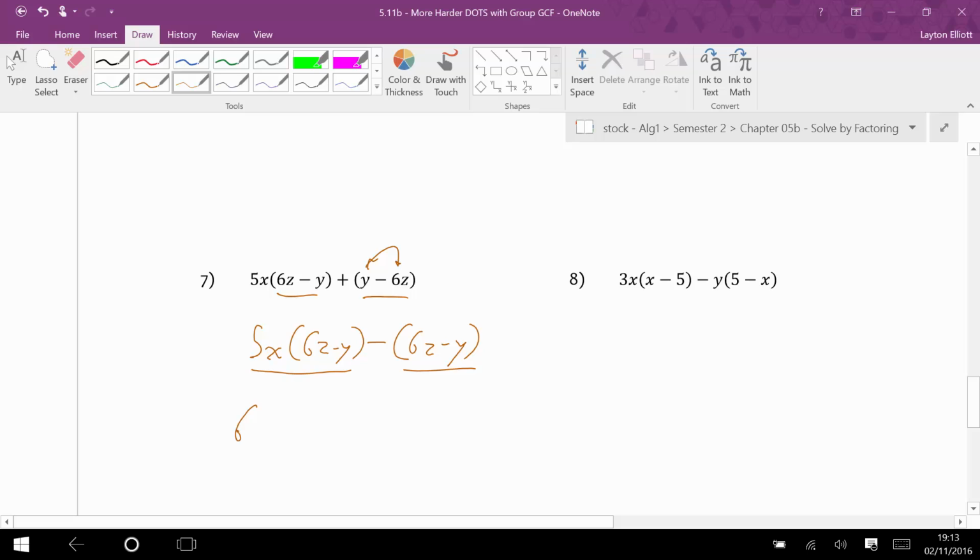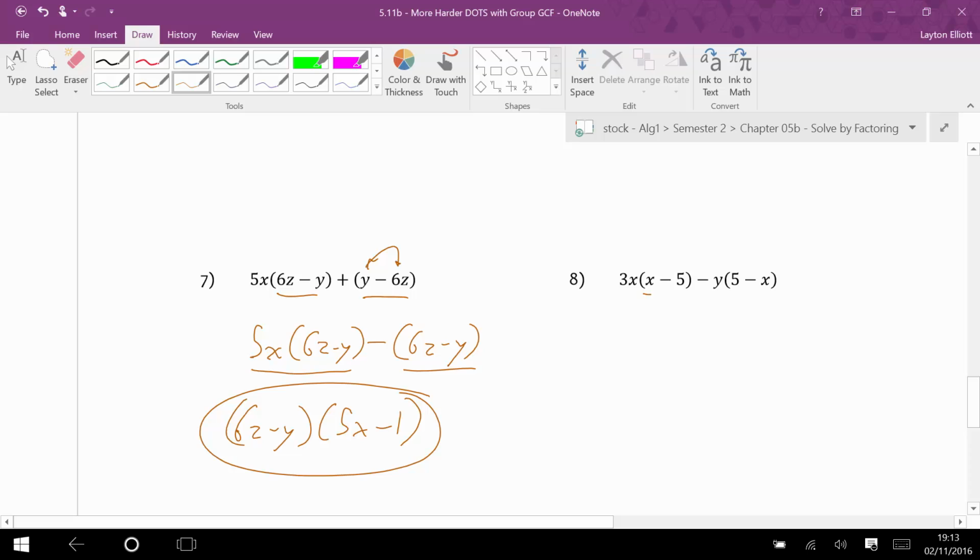So I'm going to pull out the 6z minus y, and that's going to leave behind a 5x minus 1. Don't forget the minus 1. It doesn't just disappear. There's still a 1 there. So that is the correct final form.